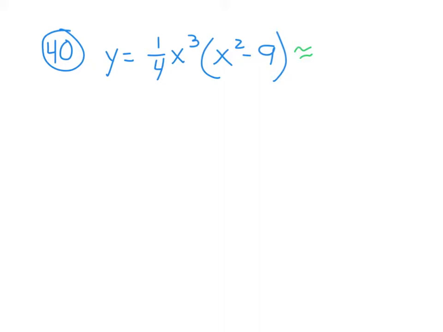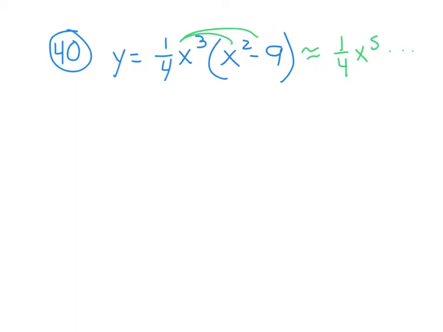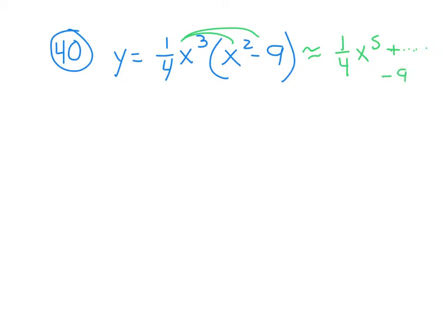If I had multiplied this all out, I would ultimately have to distribute and have a 1/4 x to the 5th and then other terms. Remember that these other terms are just going to be of lower degree and are not going to affect the shape. Okay, this one's obviously an easy one. Minus 9, specifically minus 9 fourths x cubed.